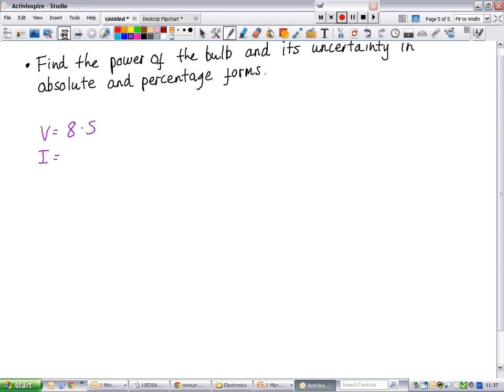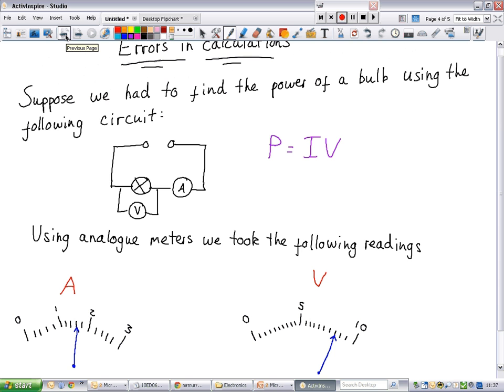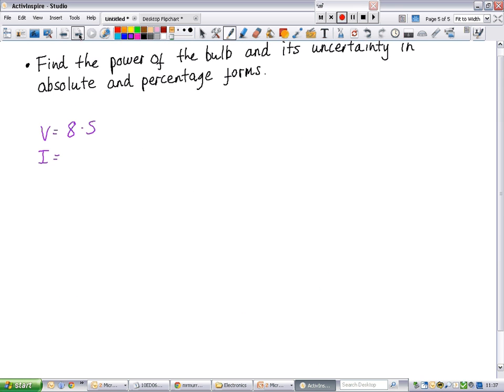Current next. Current has a slightly smaller scale. Should find that that is 1.6 because it's 0.2 per division. So therefore half a scale division will be 0.1 in a moment. So 1.6. There are reading errors in both of those values because they are taken from an analog scale.